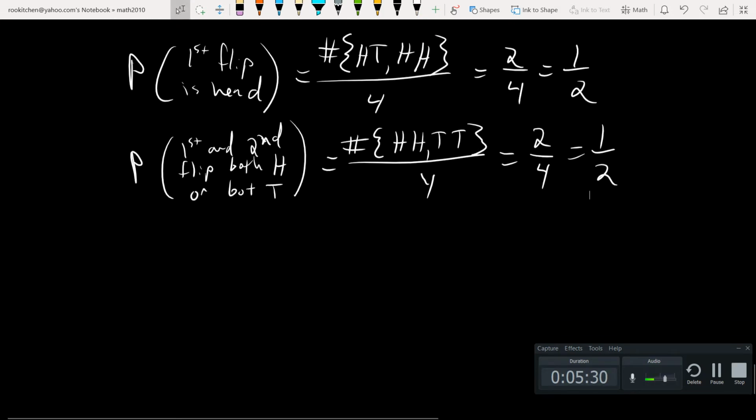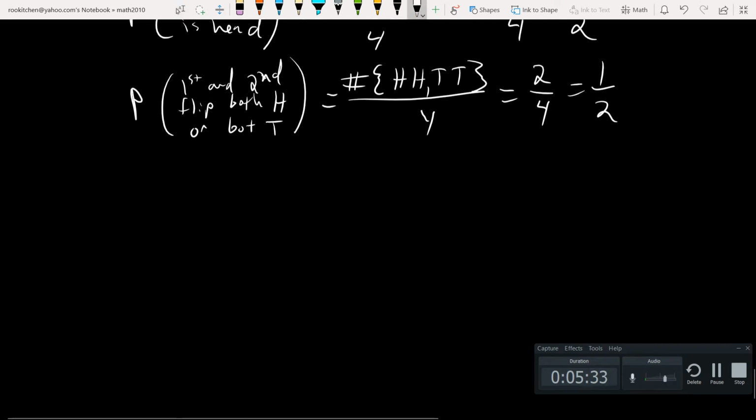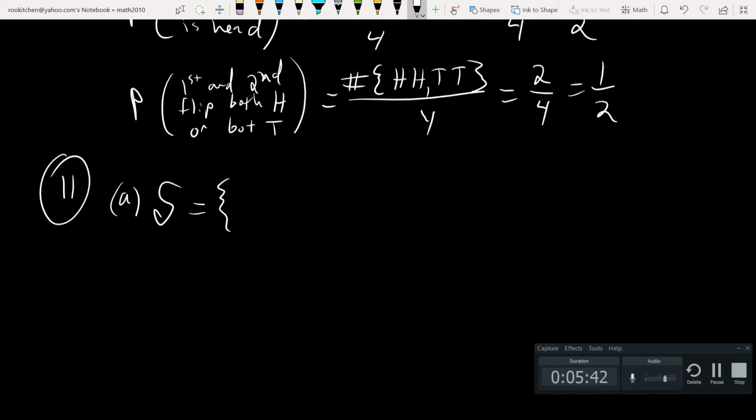Let's take it up a notch and think about flipping 3 coins. For part A, they want you to write out the sample space. We'll work more with the multiplication principle later, but basically if you have 2 possibilities for each event, and you have 3 events that are not dependent on each other, to figure out the number of things that could possibly happen, you just multiply 2 times 2 times 2. That'll tell you how many things are in S. So in this case, the number of things in S should be 8.